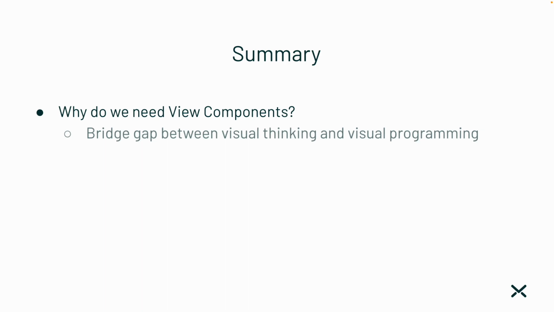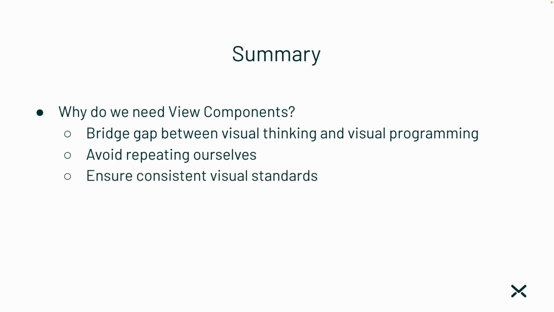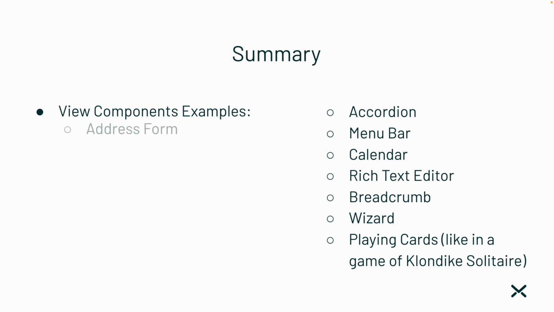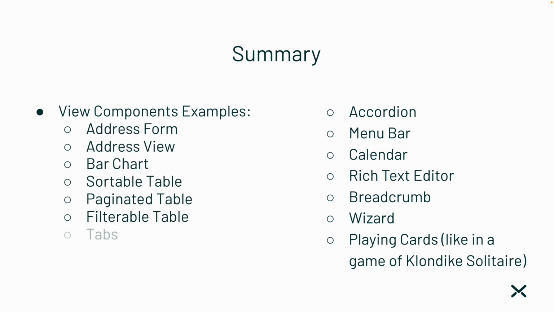So that's pretty much it. To give you a summary of the talk, why do we need view components? To bridge the gap between visual thinking and visual programming, to avoid repeating ourselves, and to ensure consistent visual standards. What are some examples? Address form, address view, bar chart, sortable table, paginated table, filterable table, tabs, progress bar, accordion, menu bar, calendar, rich text editor, breadcrumb, wizard, etc.